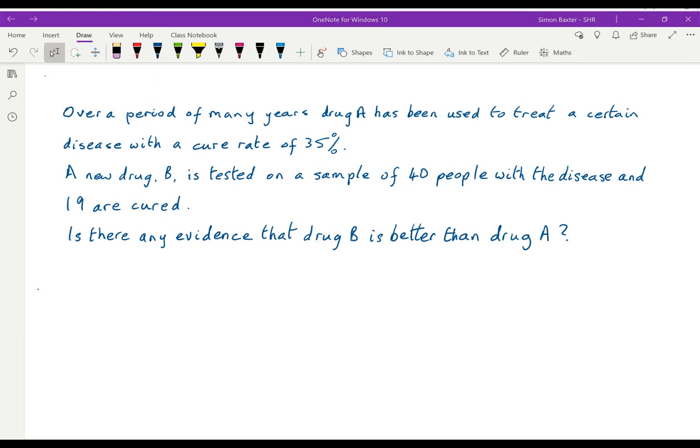Well, we start this by assuming that there is no difference between drug B and drug A. So that's the first assumption. If this is the case, then the cure rate for drug B would be 35%, and the number of people cured using drug B in a sample of 40 would be binomial B(40, 0.35).